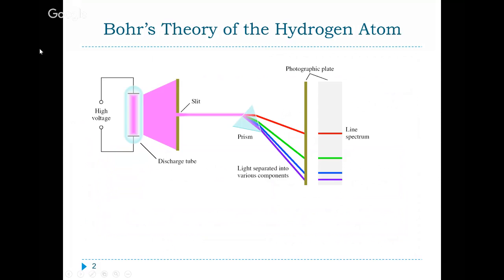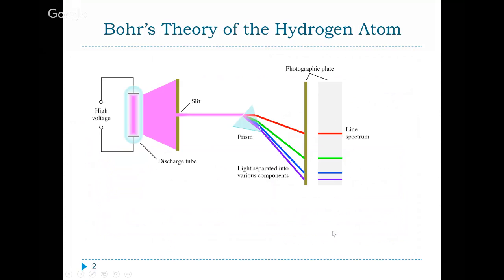So what we have here is a gas discharge tube, which has hydrogen in it, and it's hooked up to a high voltage source, which basically means electricity is allowed to current through the gas. So what happens when we see this? Well, when we just look at it, it glows pink.